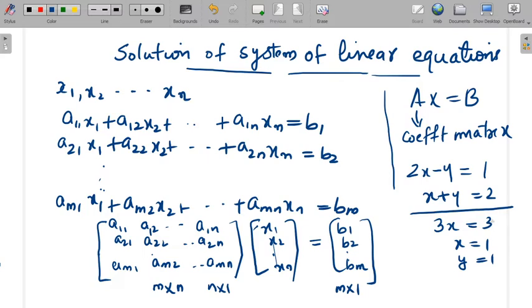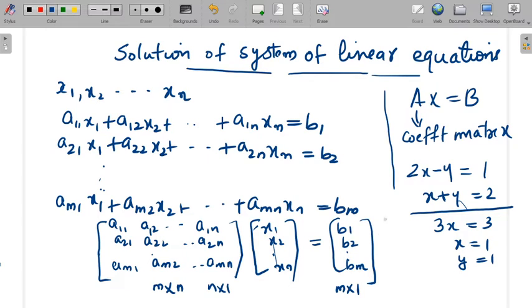So by solution, we mean a set of values for the variables which satisfy all the equations in that system. That is, if you substitute x is 1 and y is 1 in the first equation, you should get 1. And if you substitute x is 1 and y is 1 in the second equation, you should get 2. That is what we mean by saying that all equations are satisfied. So such a set of values is called a solution of the system of linear equations.